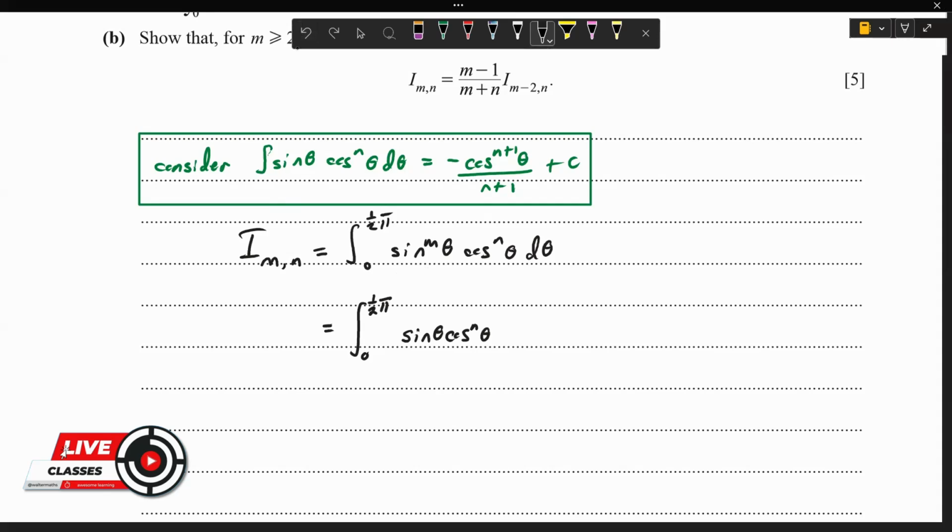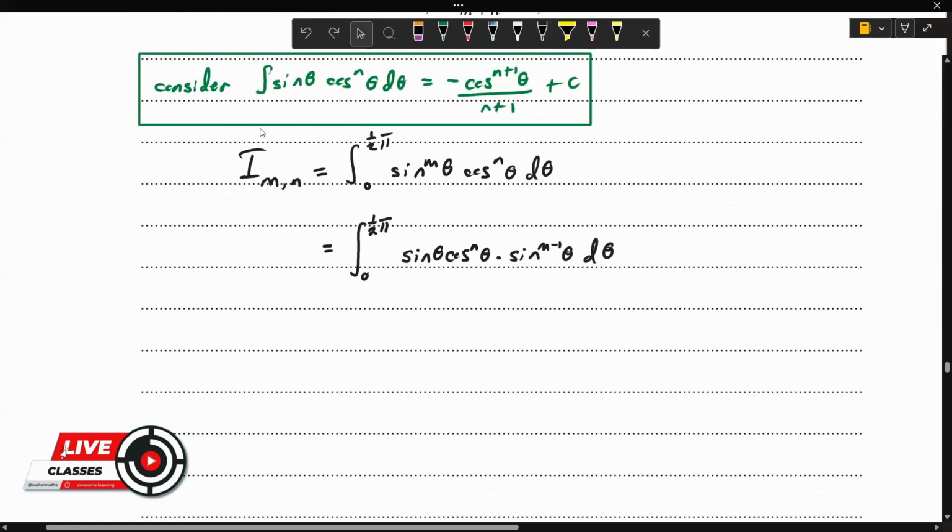So to make this power become sine to the m as it originally is, I will multiply by sine to the m minus 1 of theta, with respect to theta. So these two things have equal value, okay? If you add up the powers on sine theta and sine to the m minus 1 theta, you get the power m. So it actually has the same value, all right? So how does this help us, all right?